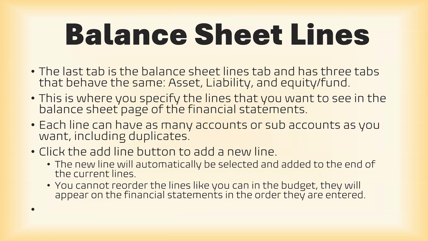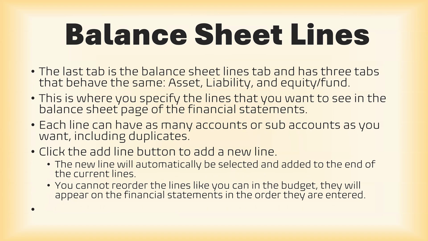The last tab on financial editing is the balance sheet lines. We have 3 different tabs for your asset, liability, and then equity/fund. And this is where you specify the lines that you want to see in the balance sheet page of the financial statements.